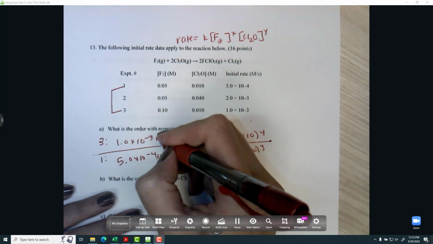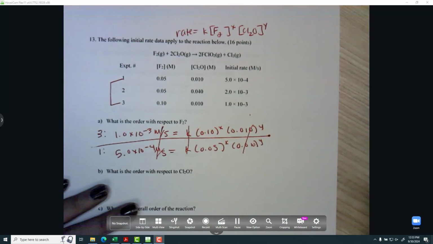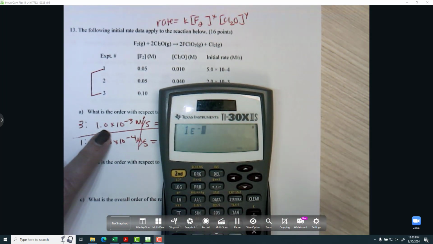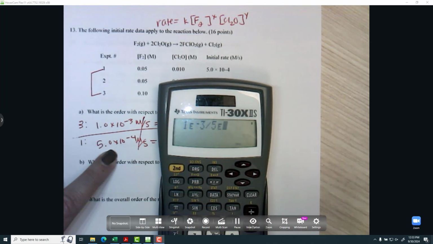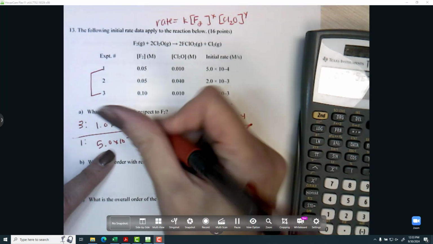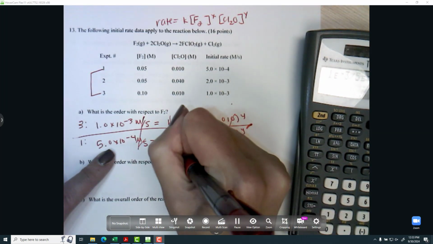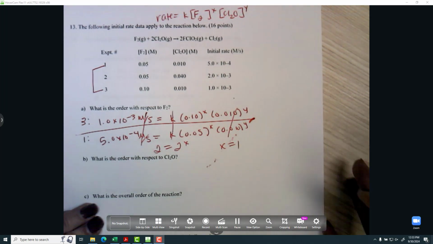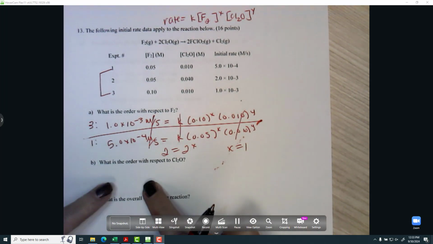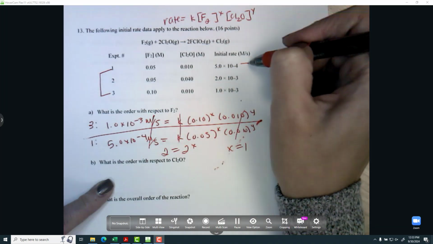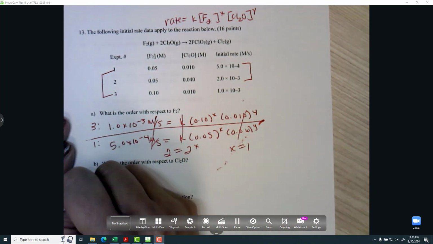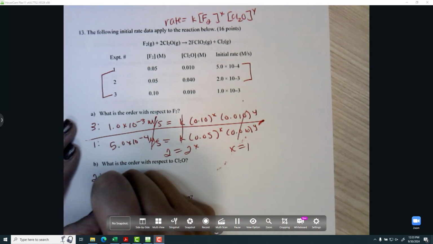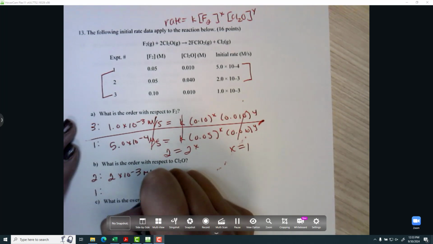So then I'll divide, my units cancel, my K cancels, my 0.01 to the Y cancels. When I divide 1 times 10 to the minus 3 by 5 times 10 to the minus 4, I get 2. When I divide 0.1 by 0.05, I also get 2, so 2 equals 2 to the X. X must be 1. Now I want to do the same thing where Cl2O is the only thing changing, and it looks like I should look at 1 and 2 for that. Again, I'll do the bigger one on top, so I'll put number 2 first. And again, I'm just going to plug everything in.